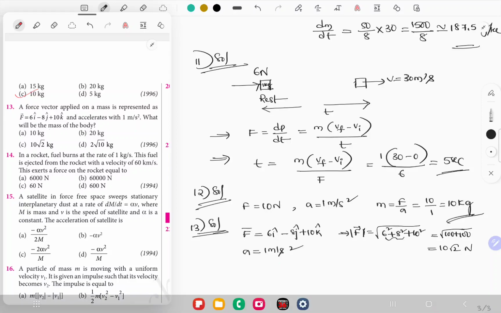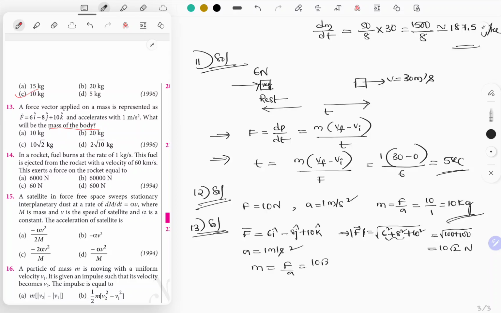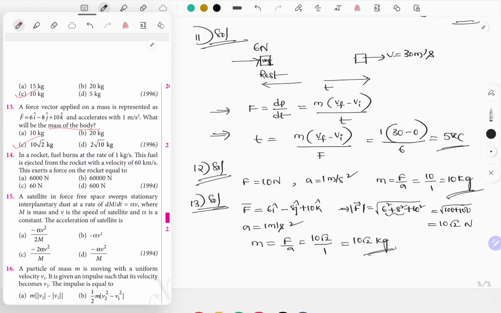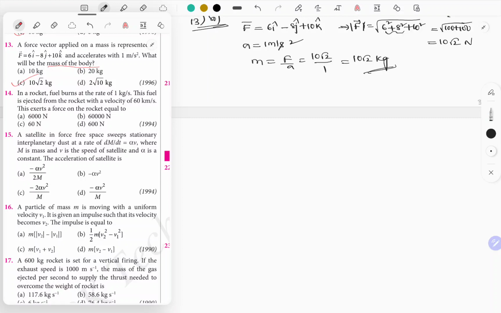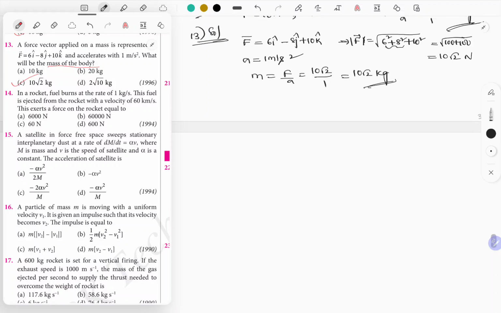The question they are asking is the mass of the body. So mass of the body is equal to F by A, and F is equal to 10 root 2 by 1, which is equal to 10 root 2 kg. That's the answer. I think we already solved this numerical in this session itself. Next, question number 14.